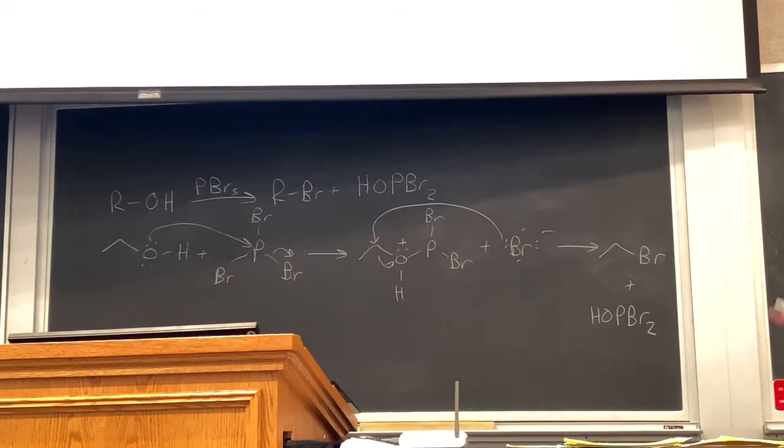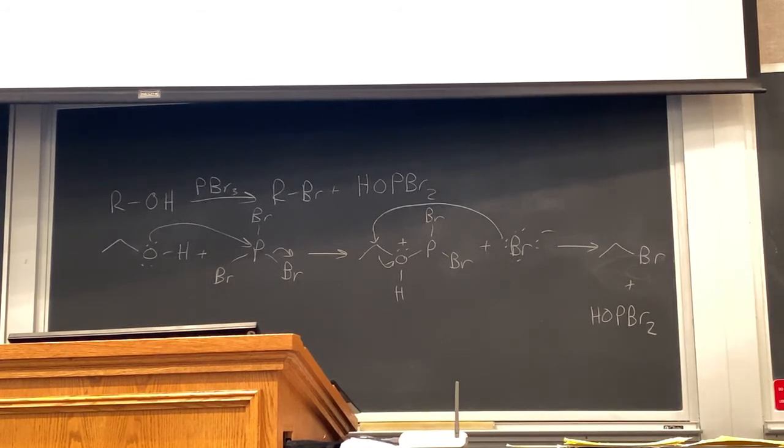What would happen to the stereochemistry if we had a chiral alcohol reacting in this process? Yes. It would invert, exactly. So this is an SN2 process. So like thionyl chloride, it would undergo an inversion process.